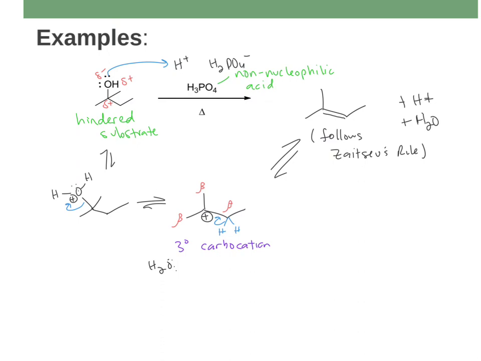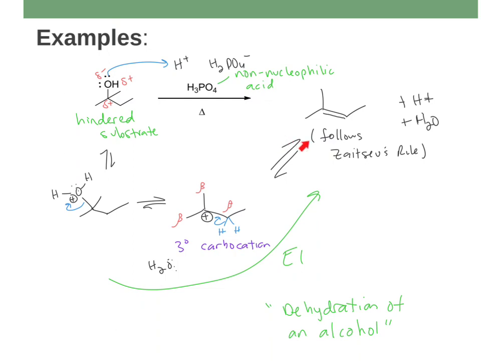And I know I mentioned it before, but this should look a lot like an E1 mechanism. Leaving group leaves, you have a carbocation, a beta hydrogen falls off, gives you the Zaitsev product, and you form the most stable alkene that you can. And this reaction is called the dehydration of an alcohol. Has its own little special name, dehydration of an alcohol. And the idea is that you always form an alkene and you always have water as a side product, which is what we have here, right? We formed an alkene, we have water as a side product.